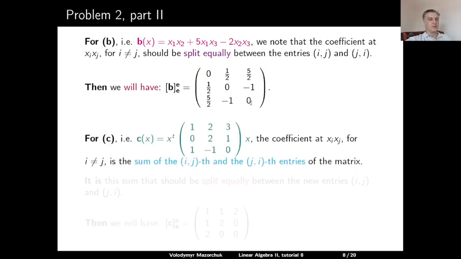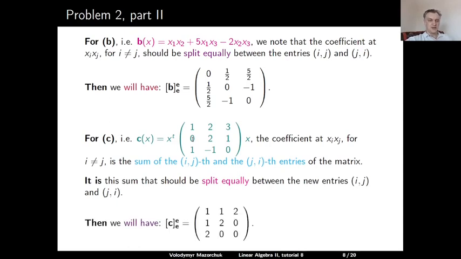And finally, for part C, we have C of x is x transposed times the matrix 1, 2, 3, 0, 2, 1, 1, minus 1, 0 times x. So the coefficient at xi, xj for the formula expression of this quadratic form would be the sum of the coefficients in positions ij and ji of this matrix. So we should take this coefficient and then, similarly to the previous case, split it in 2 equal halves and write in the new entries ij and ji.